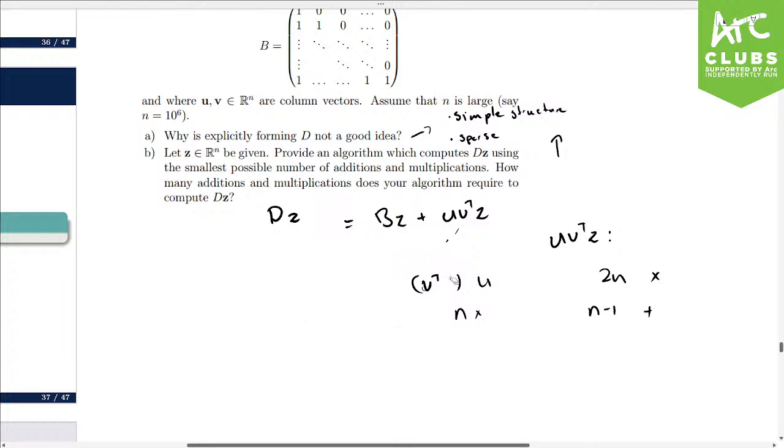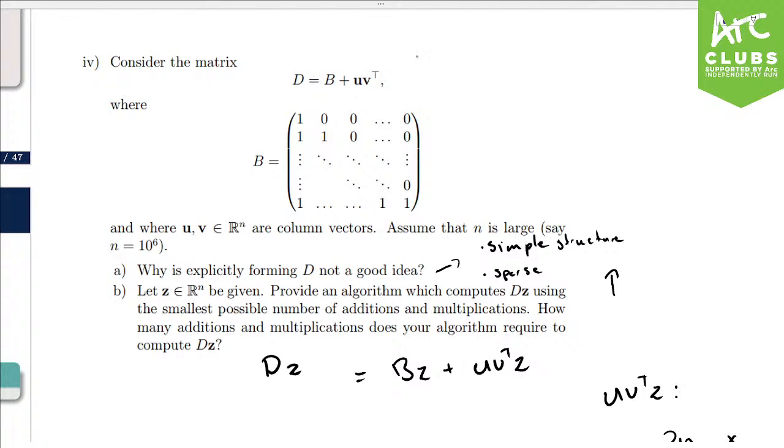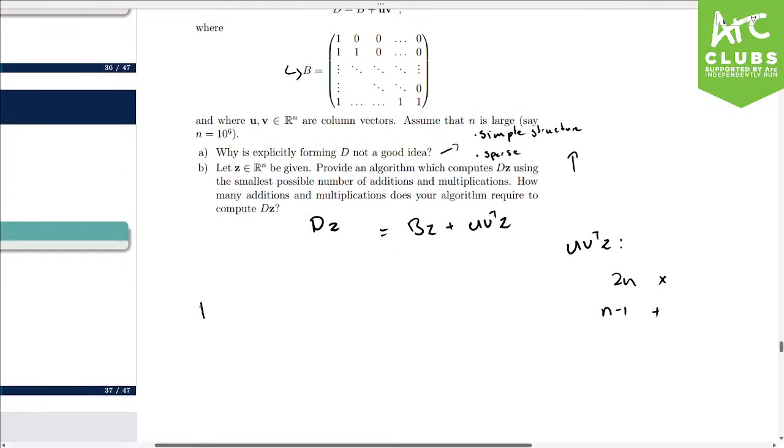Now to compute Bz, there's quite a clever trick that can be used, and that relies on the lower triangular structure of B, as well as the fact that every entry is 1. So if you compute Bz, that becomes Z1, Z1 plus Z2, Z1 plus Z2 plus Z3, and so on.